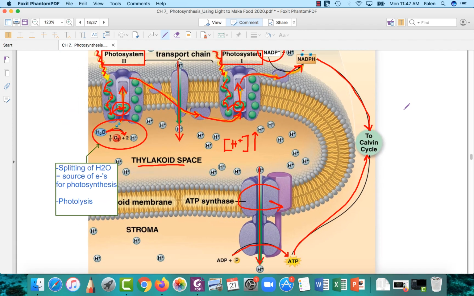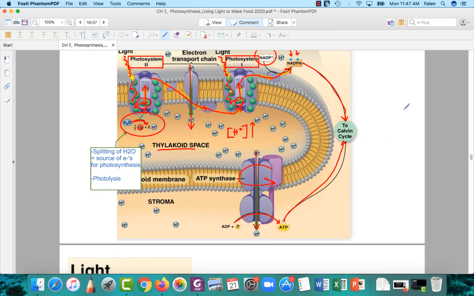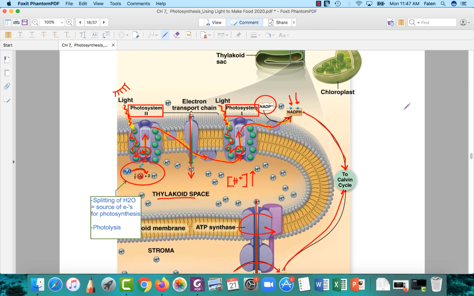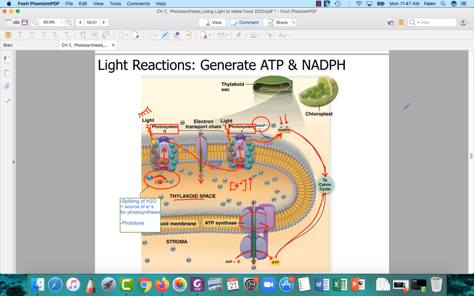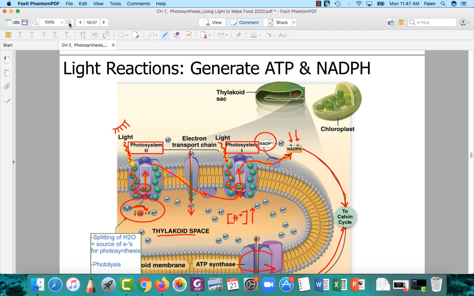Okay. And those are the light reactions. Well, that is the light reaction itself in a nutshell. Alrighty, so let's see what's next.